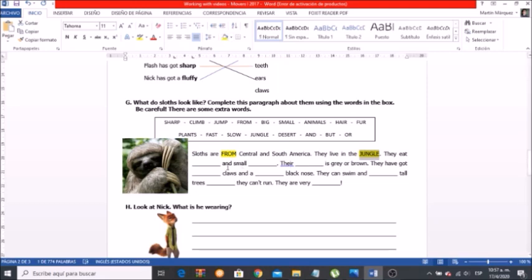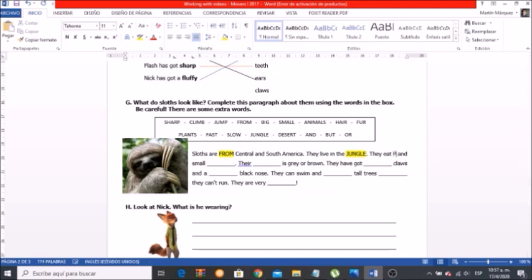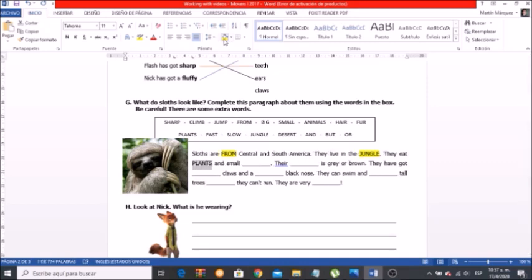They eat. What do they eat? Well done. They eat plants and small, very good, and small animals. Okay, very good. There, and pay attention, this is a possessive adjective. There is grey or brown? What is grey or brown? Very good. The fur. Fur es como el pelo. Is grey or brown?